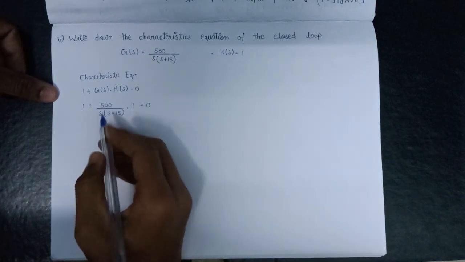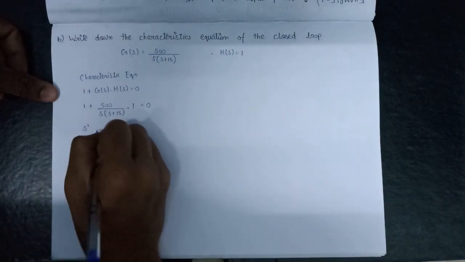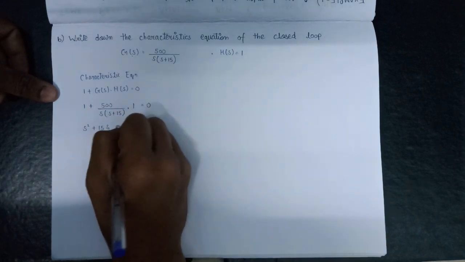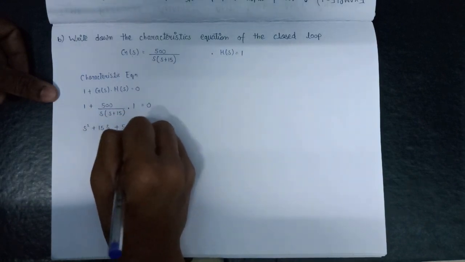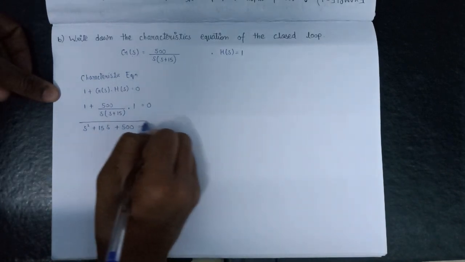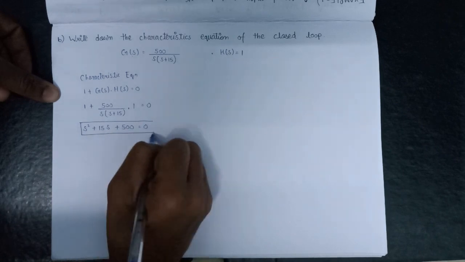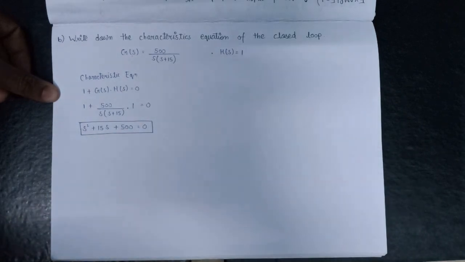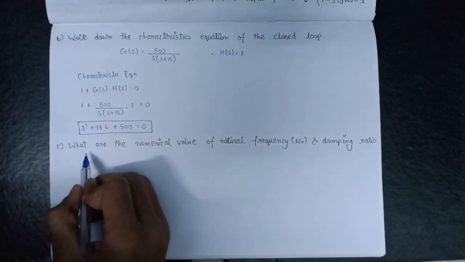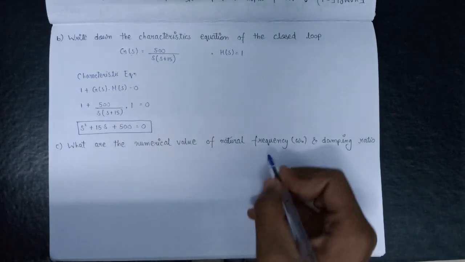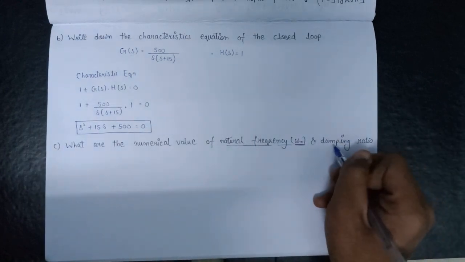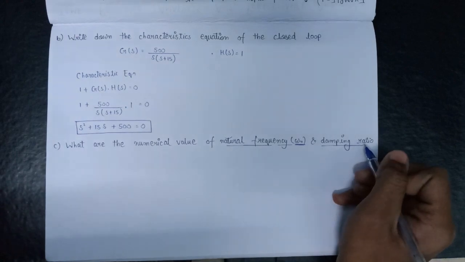On taking the LCM, we get s square plus 15s plus 500 equals 0. So this is nothing but the characteristic equation. Moving on to the next question, that is, what is the numerical value of natural frequency, defined as omega n, and the damping ratio, that is delta.